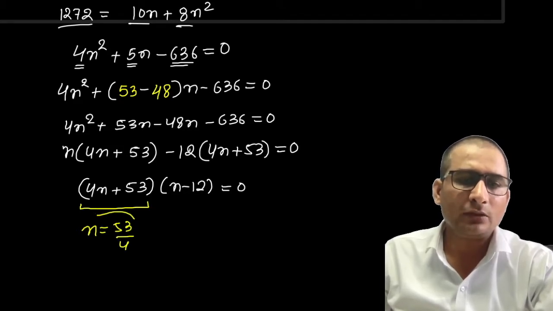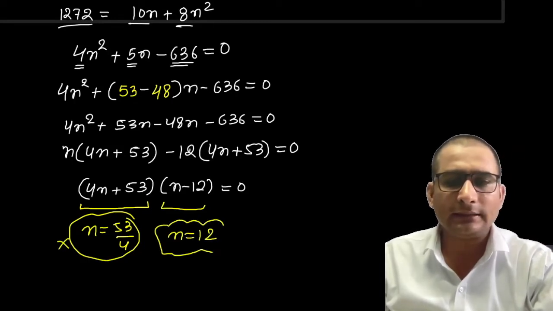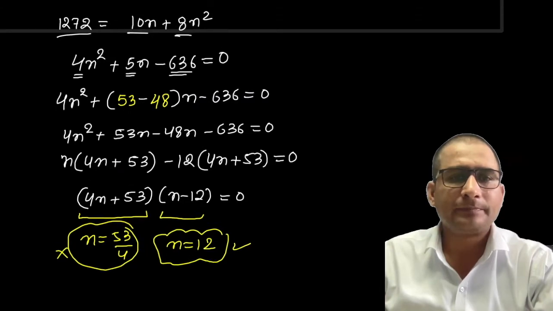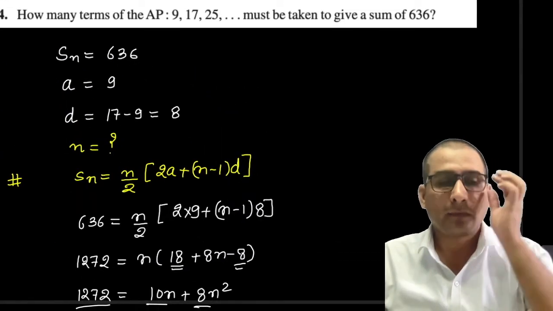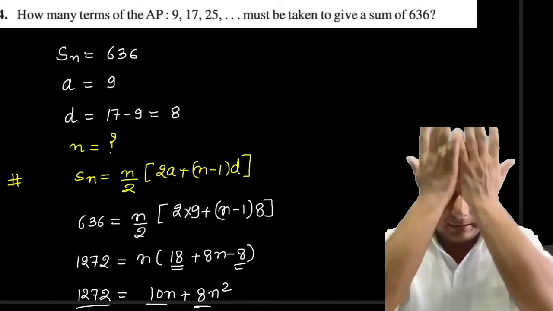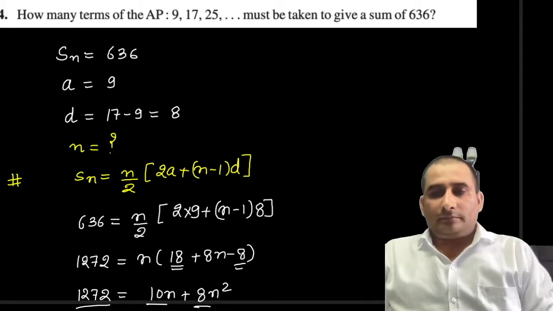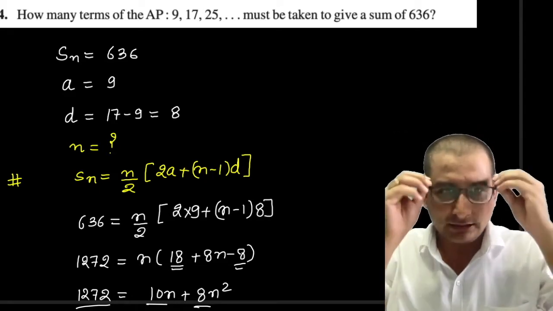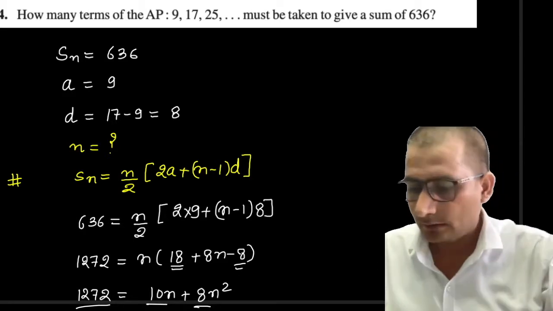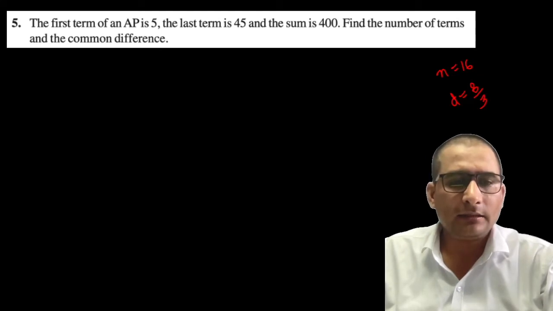So n ratio में नहीं हो सकता है. So we do not take this. And from here n is equal to 12. So the answer in this case is 12, right? So the number of terms is 12 in this case. I hope this question is clear to you. Now let's move to the next part.